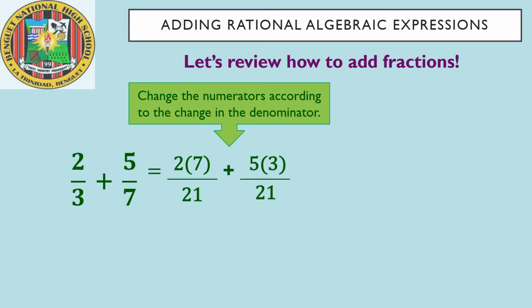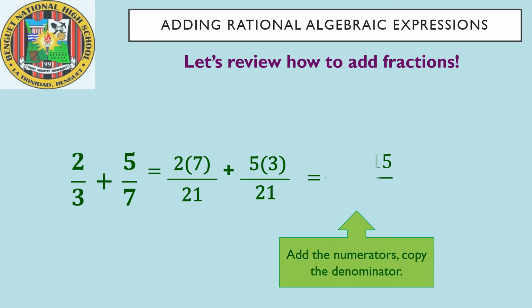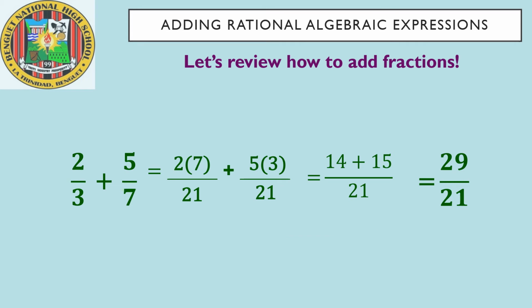After changing both fractions to their equivalent and similar fractions, we then add the fractions by adding the numerators and copying the denominator. This gives us an answer of 29 over 21. Take note of the difference between this process and the process of adding fractions with similar denominators.